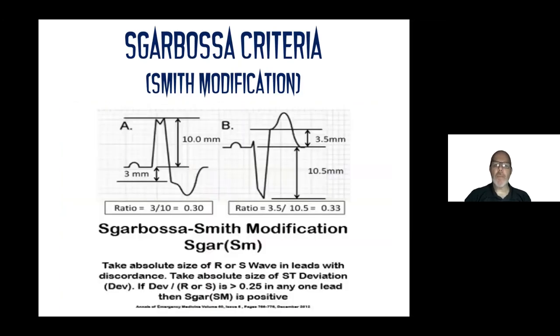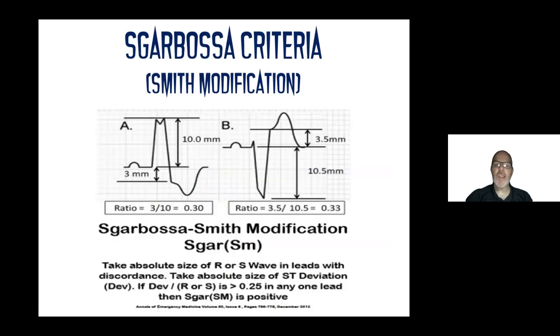Here are a couple of examples. And so these are both discordant complexes because the QRSs are going in one direction and the ST segments are going in the opposite direction. So over here on the left, we've got a 10 millimeter tall R wave, and we have 3 millimeters of ST segment depression. So 3 into 10 is 30%. So 30% of that R wave is the equivalent of this ST segment depression, right? Maybe I said that the wrong way around, but nonetheless, it's greater than 25%.